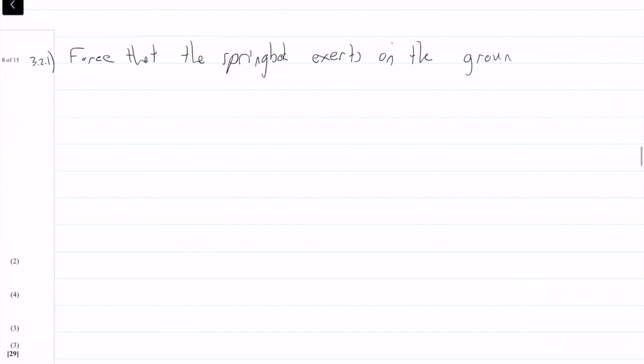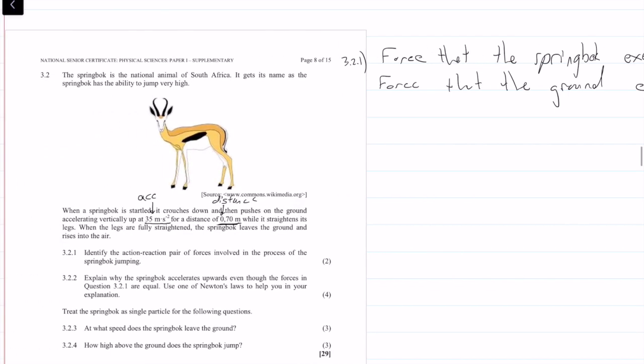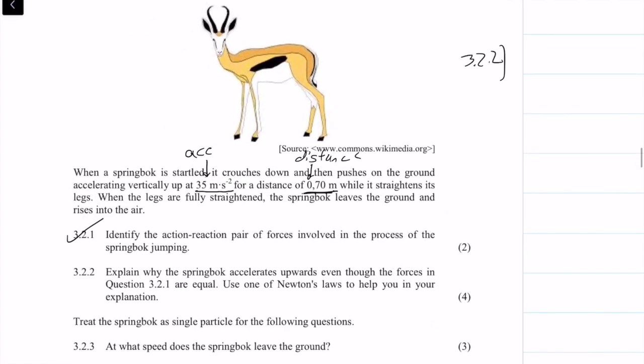Okay, so the other force, remember, we just need to change the positions of the two forces. We can say the reaction is the force that the ground exerts on the springbok. Okay, and that is our action-reaction pair. And we get 2 marks for that. Question 3.2.2, explain why the springbok accelerates upwards even though the forces in 3.2.1 are equal.